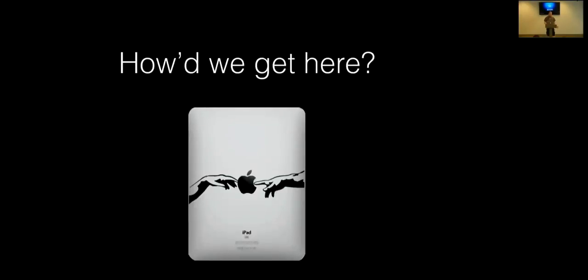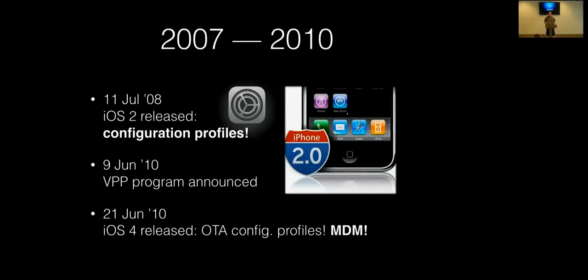Okay, so how did we get here? I'm going to go kind of quick. This is just a bunch of history, and it's kind of dense, but hopefully we'll get through it. But okay, so in 2007, I'm sorry, 2008, we got configuration profiles. That was amazing because the iPhone revolutionized everyone's world, and we finally got an ability to manage them somehow. So iOS 2 brought us configuration profiles. In 2010, VPP was announced, and I just mentioned that because Apple is starting to think about mass deploying things to iOS devices.